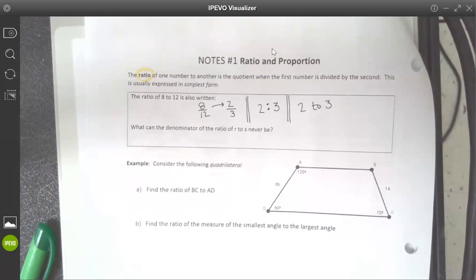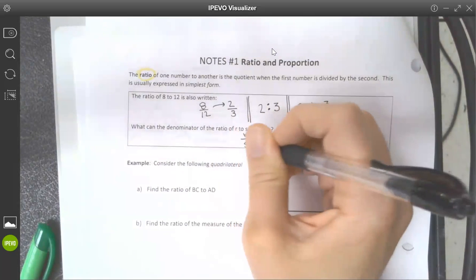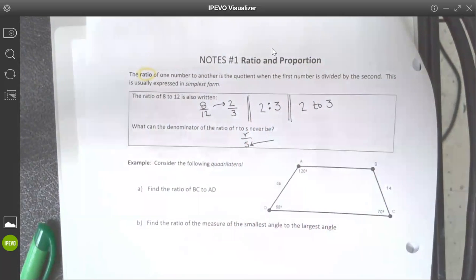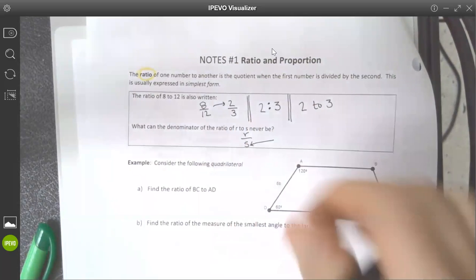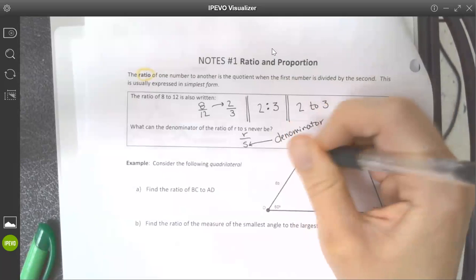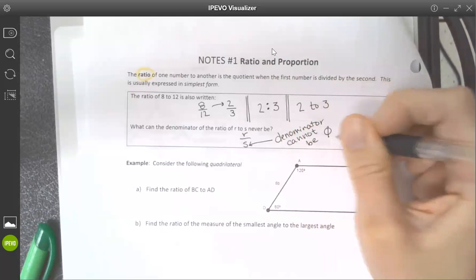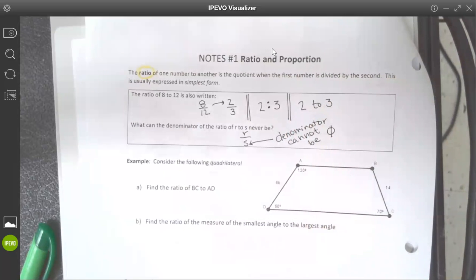Now our denominator of a ratio, so it says of R to S. So if I have R over S, what number can I not divide by? What number can I never divide by? It gives me an error in the calculator. 0. 0, yeah. So our denominator cannot be 0, okay? Or S could never equal 0. We couldn't have a ratio where the number that I'm comparing to is 0.